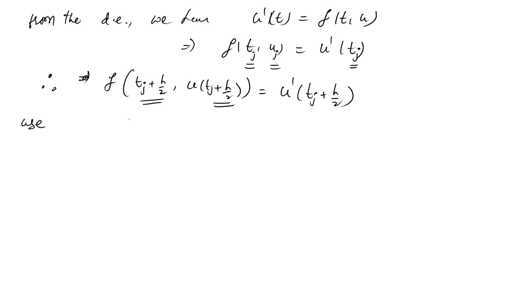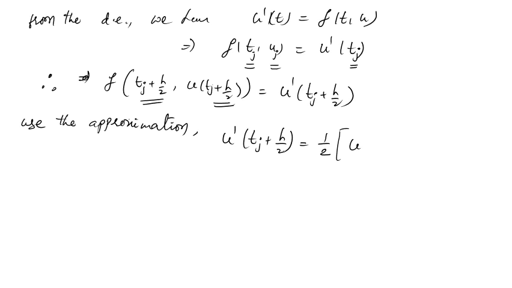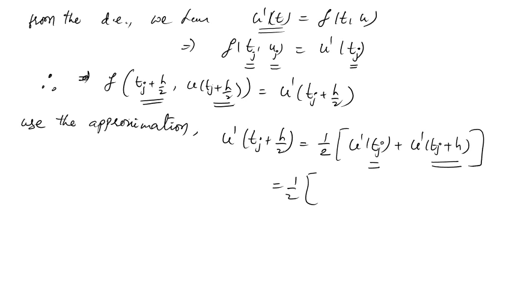Now use the approximation. What is that approximation? For u'(tj plus h/2) as 1/2 of u'(tj) plus u'(tj plus h). But what is u'(tj)? u'(tj) is nothing but f(tj, uj). Similarly, this becomes f(tj+1, uj+1). Understood? u'(tj plus h) is nothing but u'(tj+1). So I have j+1.